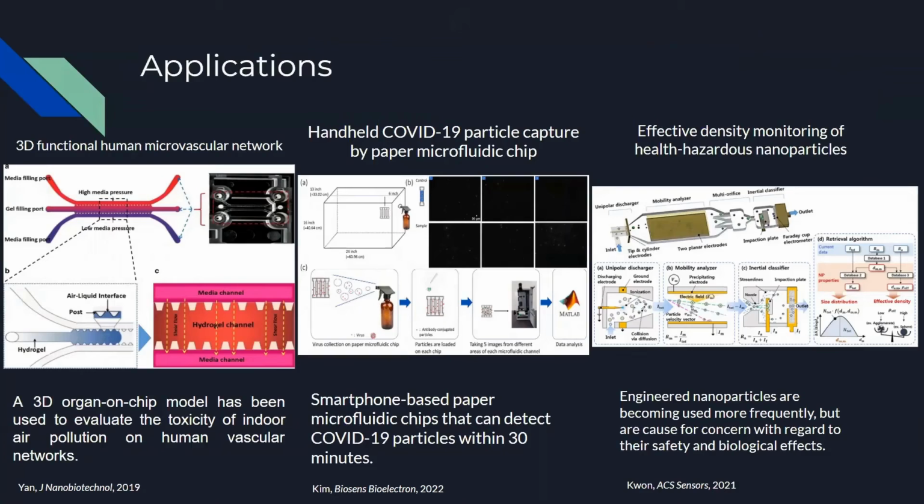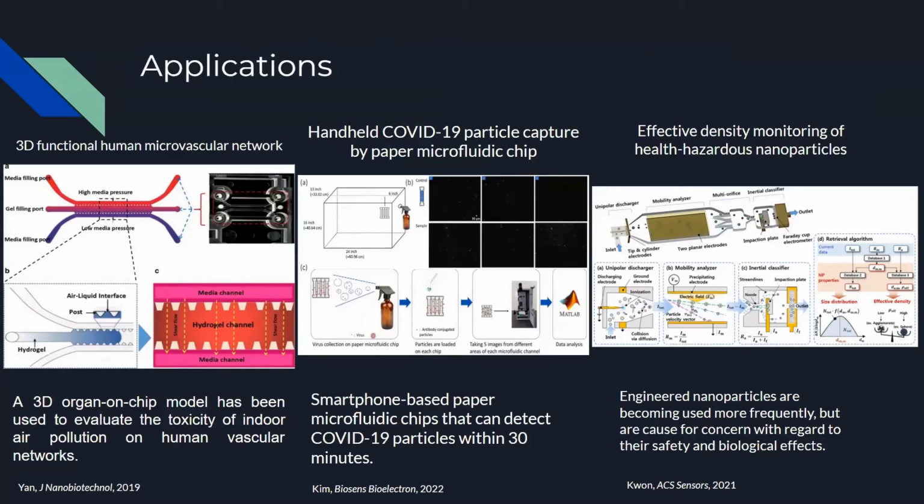So there are 3 applications that are introduced in this presentation. On the left-hand side, the first application is a 3D functional human microvascular network in a microfluidic device. This one creates human vascular endothelial cells to form tissues like microvessels that have a behavior similar to human blood vessels. The middle one is the handheld COVID-19 particle capture by a paper microfluidic chip.